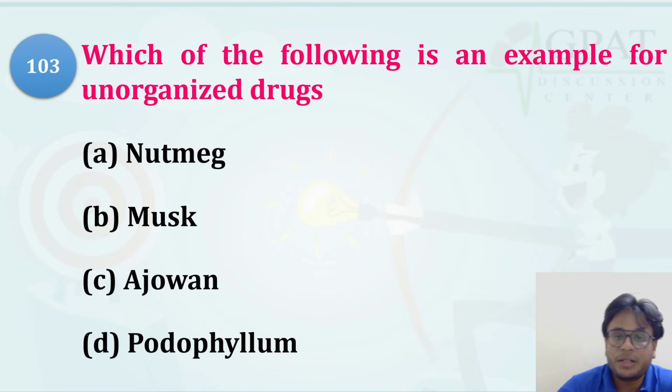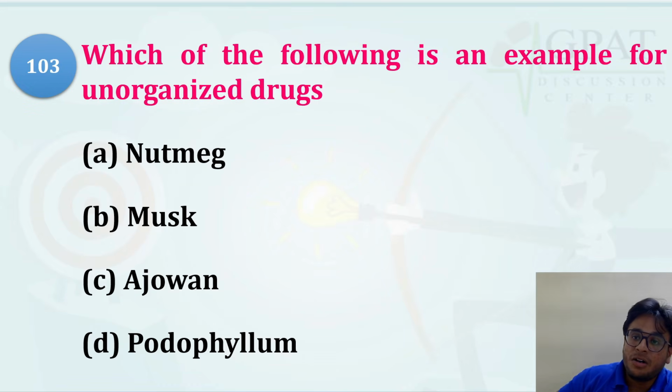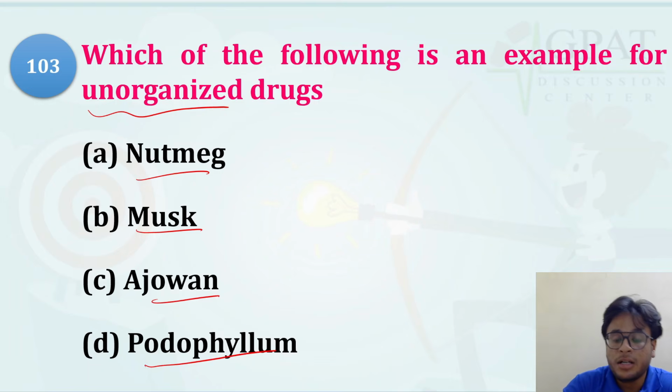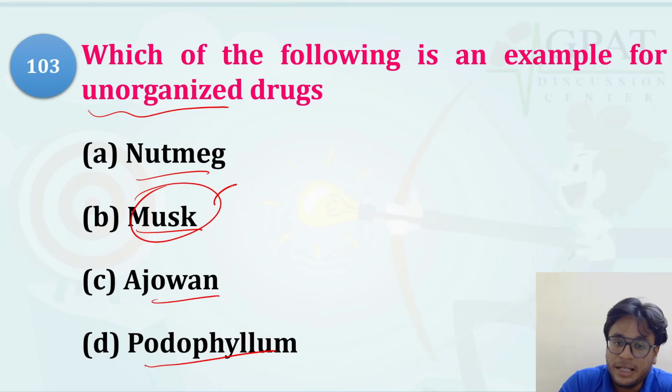Okay, so moving toward our next question, which of the following is a kind of an example of unorganized drug? Option A is nutmeg, option B is musk, option C is asafoetida, and option D is podophyllum. So the musk is a kind of unorganized drug. So the drug that have not defined structure and not isolated from a particular plant part is known as unorganized drug. Musk is going to be one of the example of it, and it is mainly isolated from the preputial gland of musk deer.